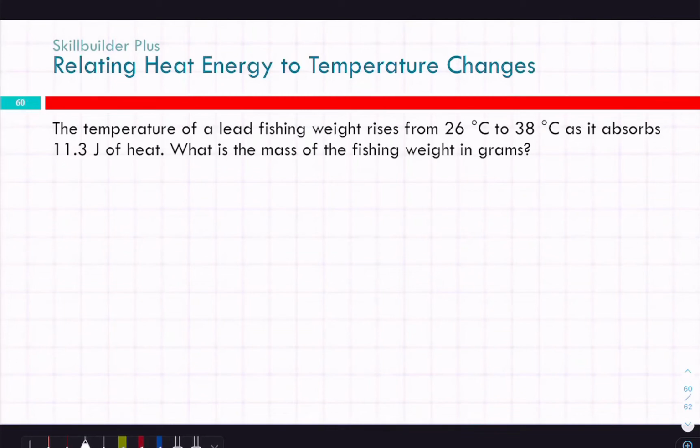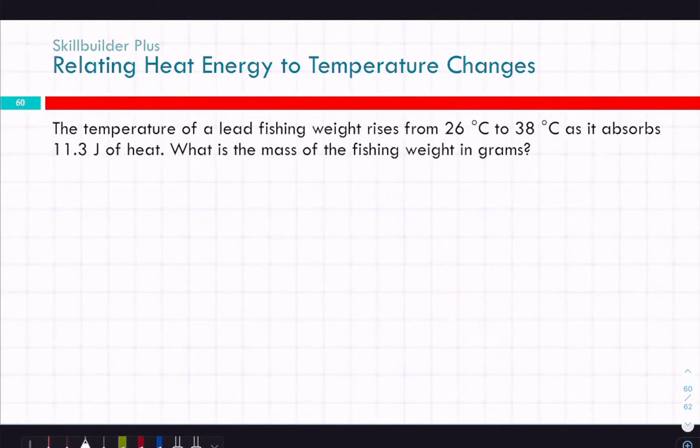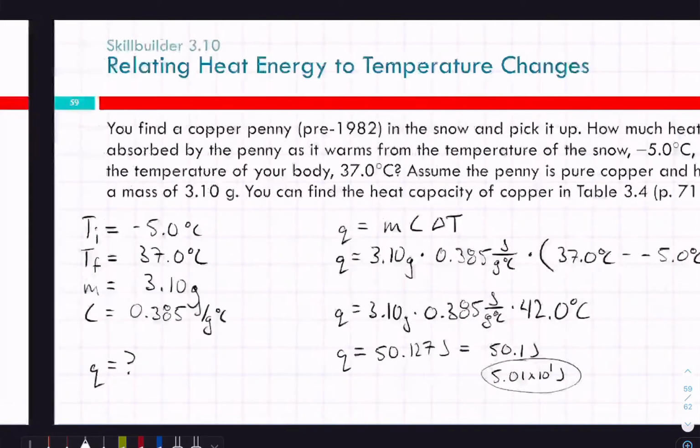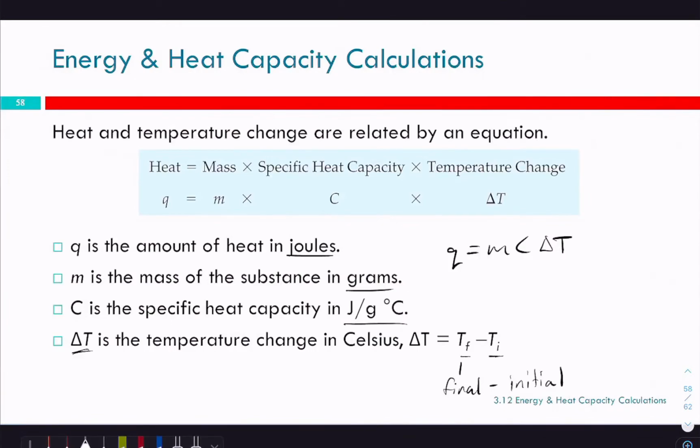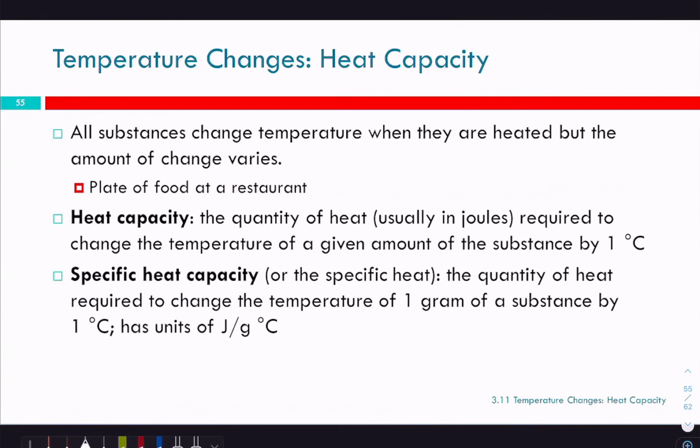Last week we left a couple examples here of using the heat capacity equation, Q equals mc delta T. Actually, let's rehash what heat capacity is.